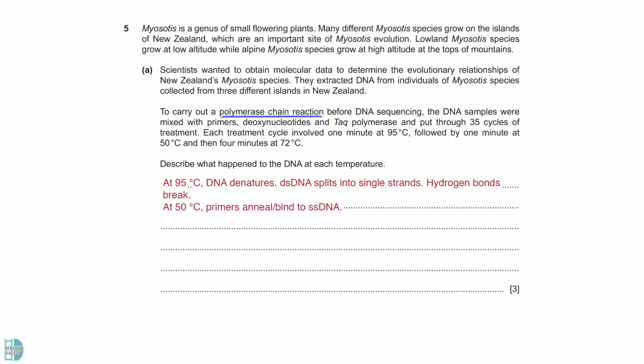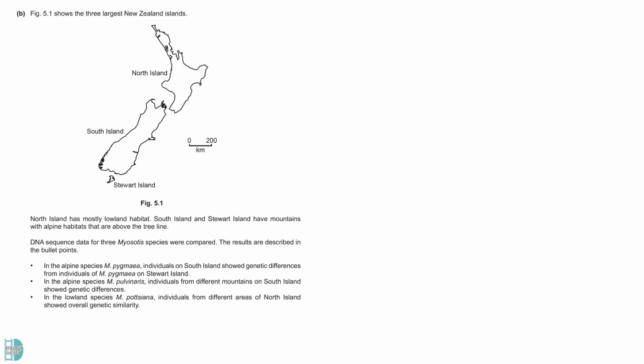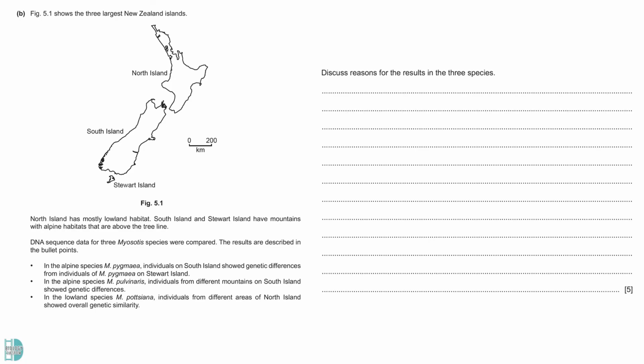Then, we lower the temperature to 50 degrees Celsius, which allows the annealing of primers to the single-stranded DNA. Then, the temperature is increased to 72, the optimum temperature for Taq polymerase. A complementary DNA strand is made as DNA replication occurs. B shows the map of New Zealand. Scientists compare the DNA sequence data for 3 Myosotis species. The results are shown here as 3 bullet points. You need to discuss reasons for the results in the 3 species.